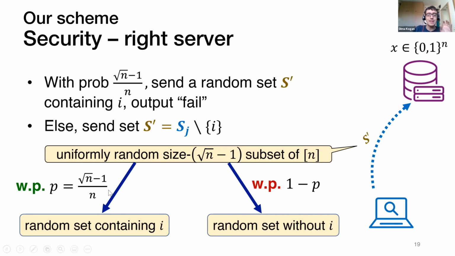And let's just look at the event of whether this index I is contained in the set S prime. The way that we choose our probabilities is that I is only going to be contained in the set with the small probability of square root n minus 1 over n. And this is exactly how you would expect a random set to behave. So a random set of size square root n minus 1 contains any fixed element exactly with this probability, which already means that the server cannot look at which elements are in the set to try and guess I. And you can make this argument a bit more formal and show that S prime is actually a uniformly random set.